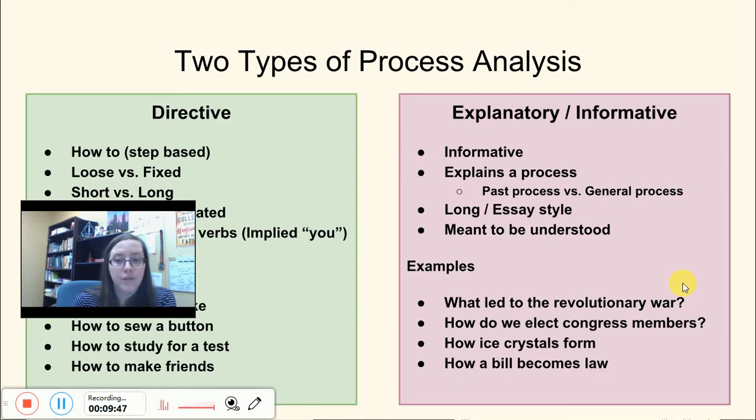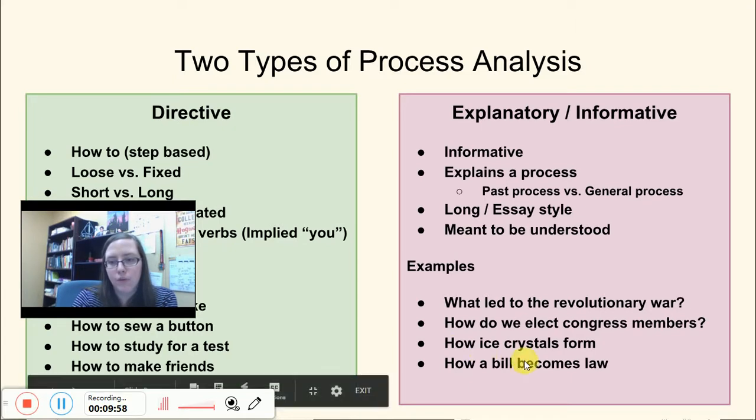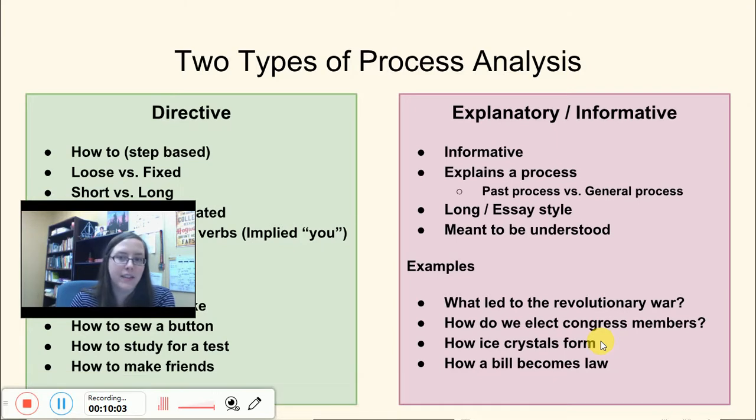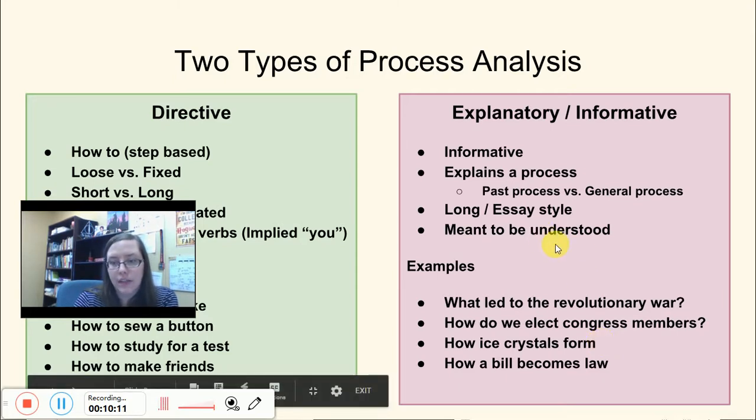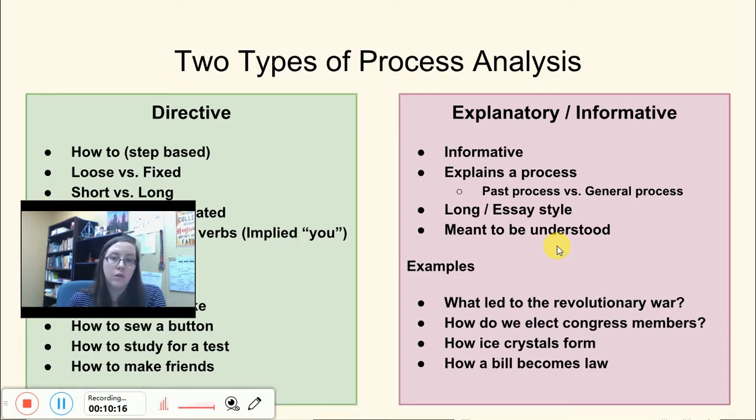These are all usually longer, essay style, so while a directive can be long, an explanatory is not usually short. It certainly could be. It could be a quick overview, you know, how ice crystals form. This happens, this happens, this happens. But likely an explanatory is going to be longer than a directive. Not always, but likely. And it's meant to be understood, right? It's meant to provide information so that the reader can understand. There is no goal in an explanatory process analysis to say, hey, I want you to repeat this process.